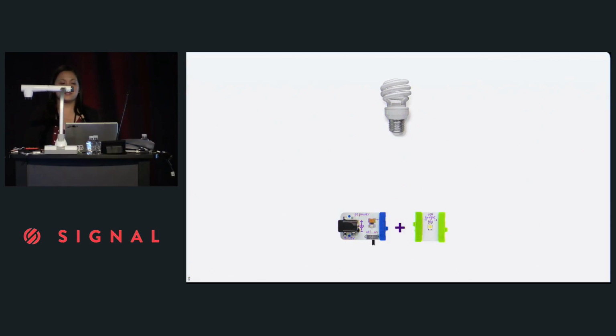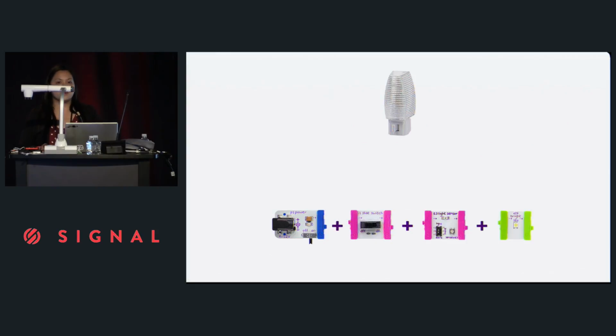So for example, you can take a blue power module and snap that to a bright LED, and you've made a light bulb. Now, if you snap a slide switch and a light sensor into that circuit, you've made a light-controlled nightlight. So littleBits makes learning about and making with electronics more fun and accessible.